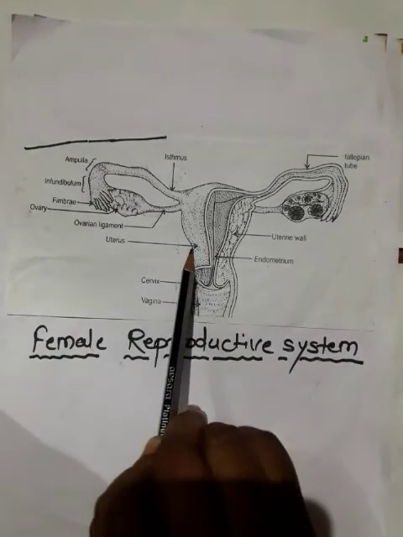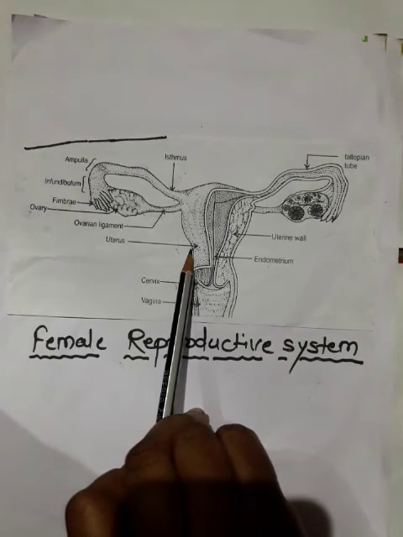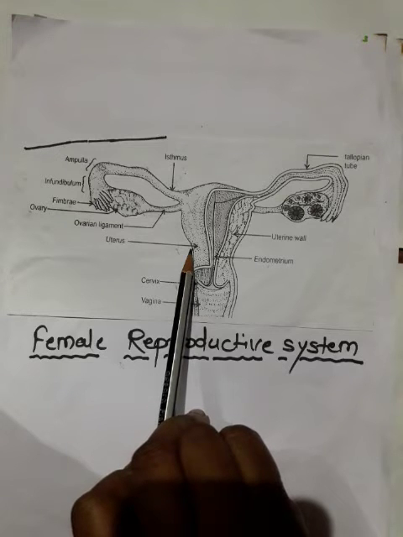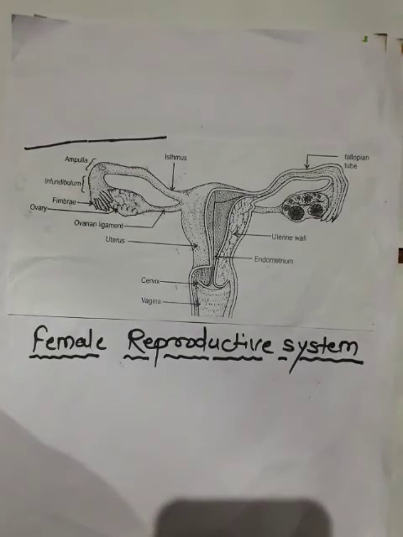Now the next part is the uterus. It is a single, large, triangular and highly vascular bag-like structure. It is located in the pelvis between the urinary bladder and rectum. It is divided into three parts: fundus part, body part, and third one, cervix. Fundus is the upper part of the uterus.